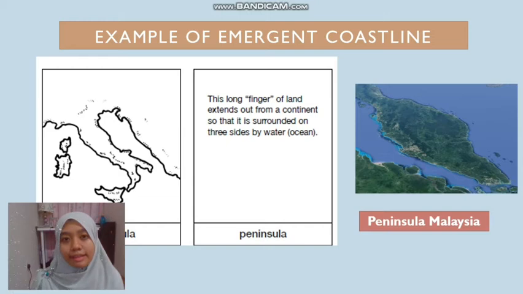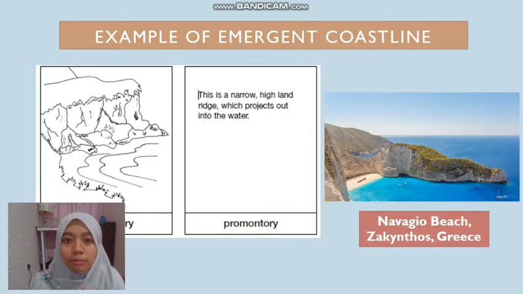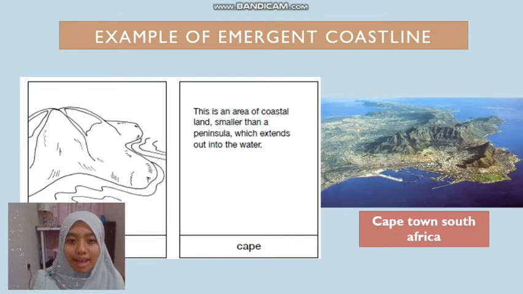Here we will learn 6 examples of emergent coastline. Emergent coastline, again, is originally land that was underwater but emerged to sea level because of tectonic activities. This is a peninsula, the longest finger extending from the continents, like the Peninsula of Malaysia. Second, promontory is a narrow high land projected out to the water. Next one, cape. Cape is a coastal feature that is smaller than a peninsula and also extends into the water.